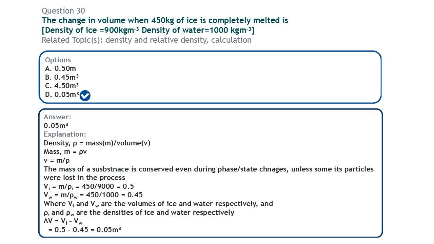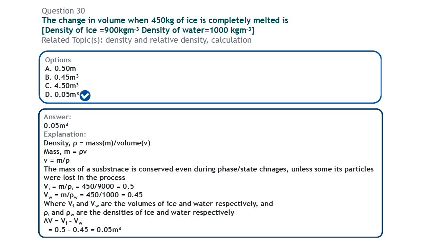If it is volume that I want to make the subject of the formula, I divide both sides by density. So volume will be equal to mass divided by the density, represented as this symbol rho. Now when a substance is converted from one form to another, like from solid to liquid, the mass of that substance will still remain the same, but the volume can change. The volume may change, but the mass remains the same unless some particles of that substance are lost in the process of conversion. If no particle is lost, the mass is going to remain the same.